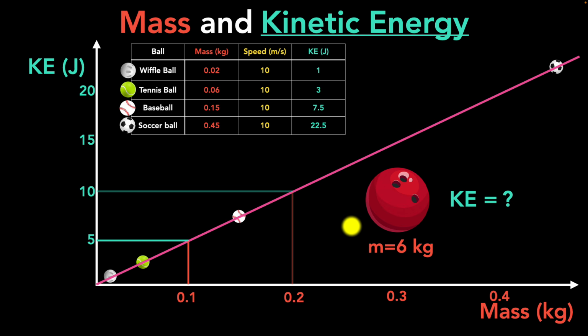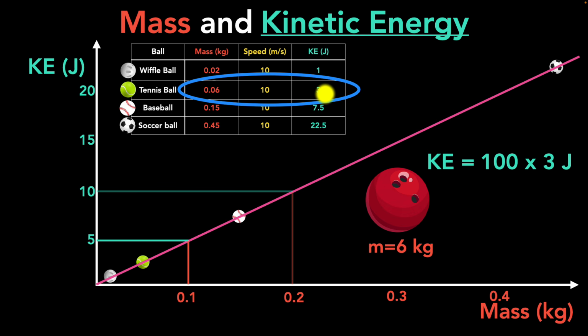All right. Well, because we have a linear relationship, what we can do is look at one of these numbers. We can actually see here that a 0.06 kilogram object will have a kinetic energy of 3 units. This has 100 times more mass, and therefore its kinetic energy will also be 100 times more than over here. And so it'll have a kinetic energy of 300 joules. Does that make sense? This is what it means to have a linear relationship. So kinetic energy increases linearly with mass.